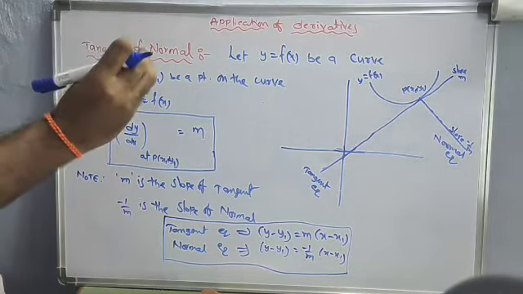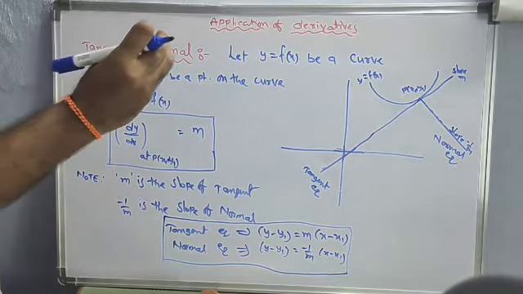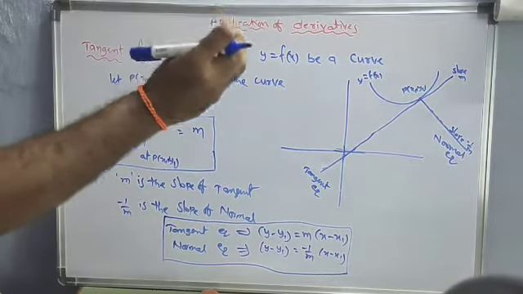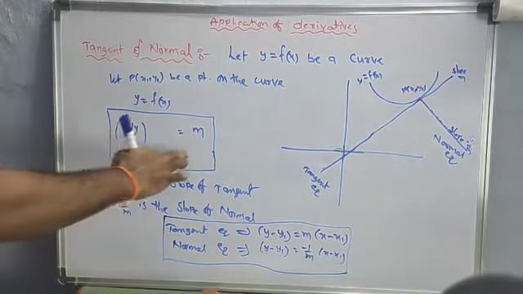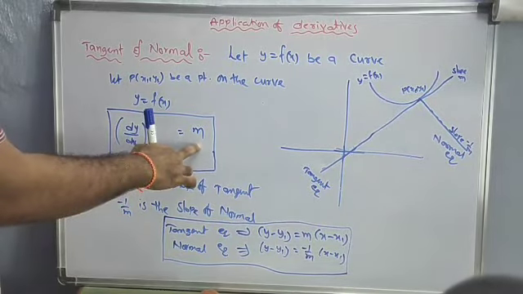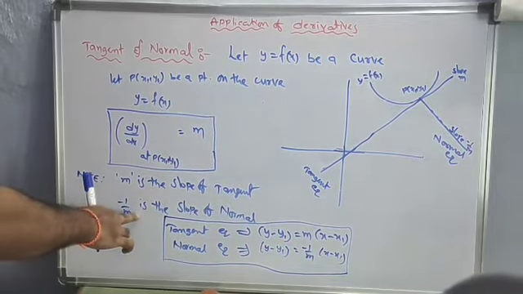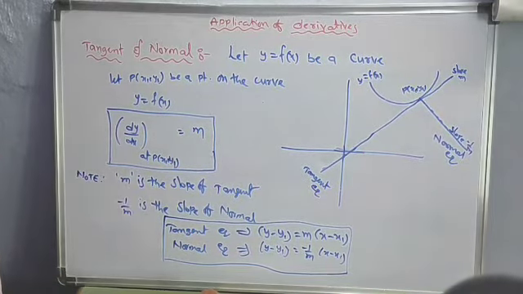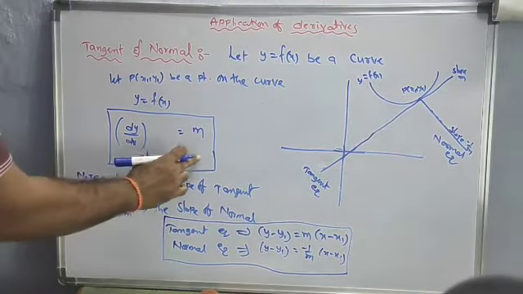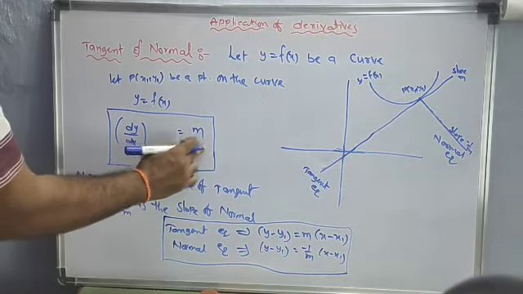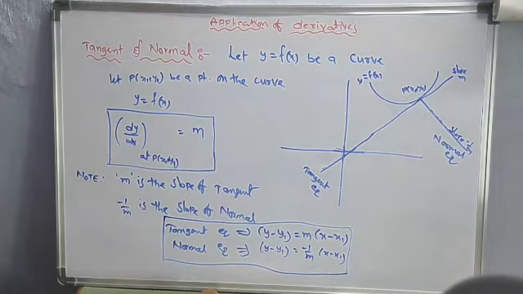If you want to find the tangent equation or normal equation, what value do we need? The m value. M means the tangent slope. If you know the m value, you can easily find the normal slope, and the tangent and normal equations also. Our needed value is m. What is m? It is dy by dx at our preferred point P(x1, y1). In different questions they give different points. So this is our concept.